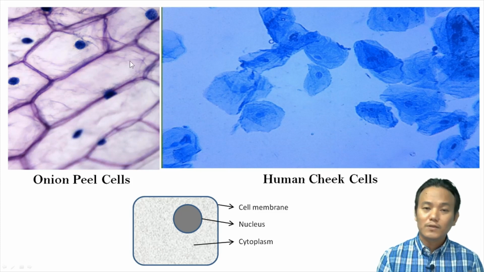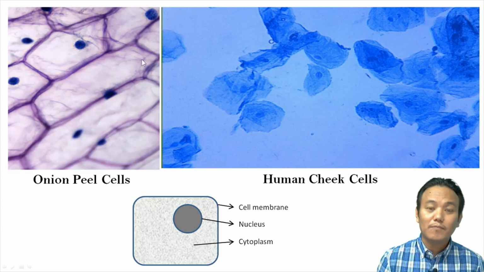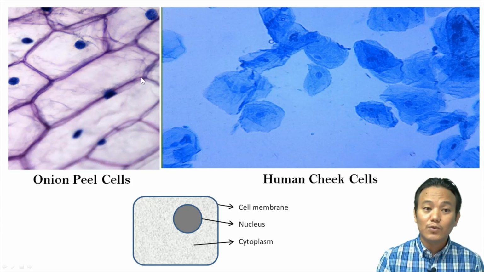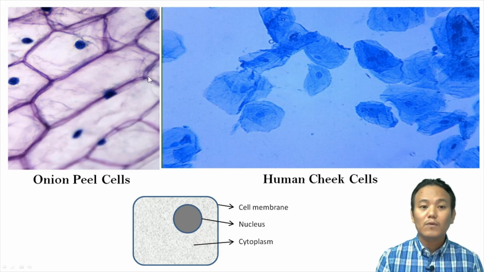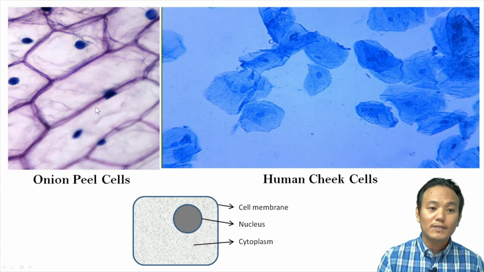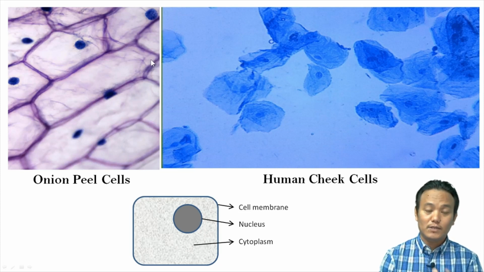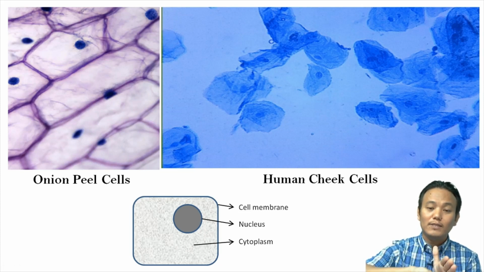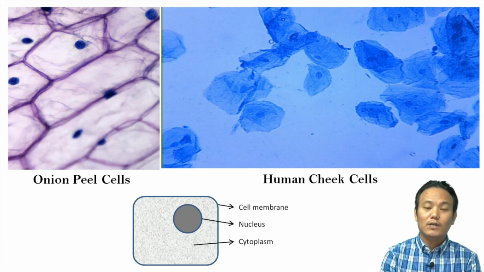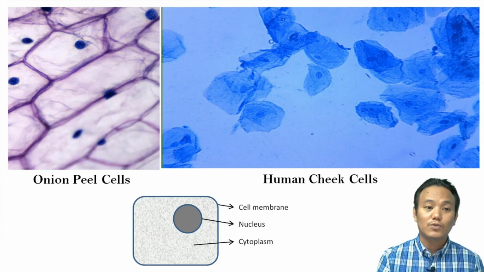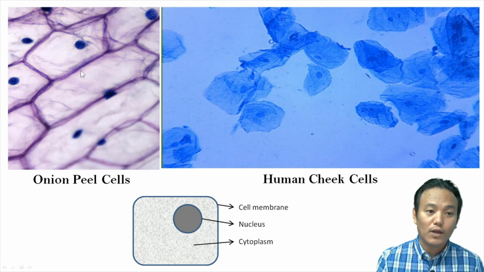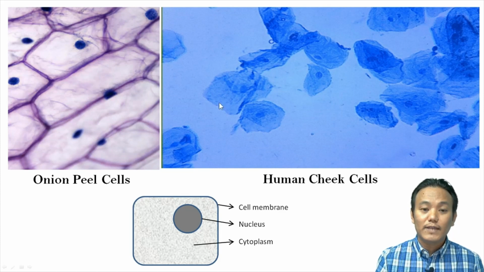This is a typical plant cell and this is a typical animal cell. Plant cells have a cell wall, then a cell membrane, and then the cytoplasm and nucleus. Whereas an animal cell like the human cheek cell doesn't have a cell wall. They just have a cell membrane.